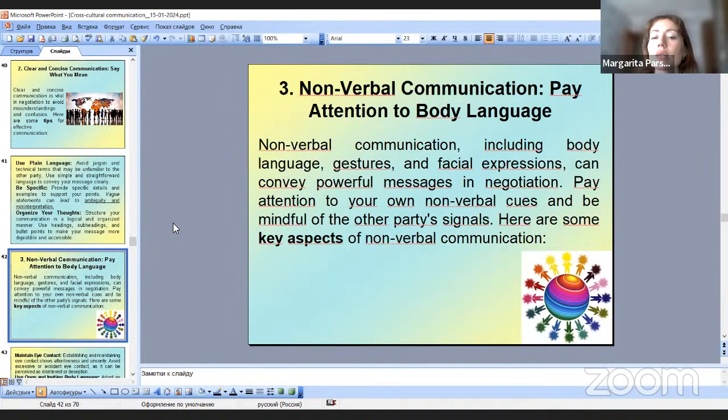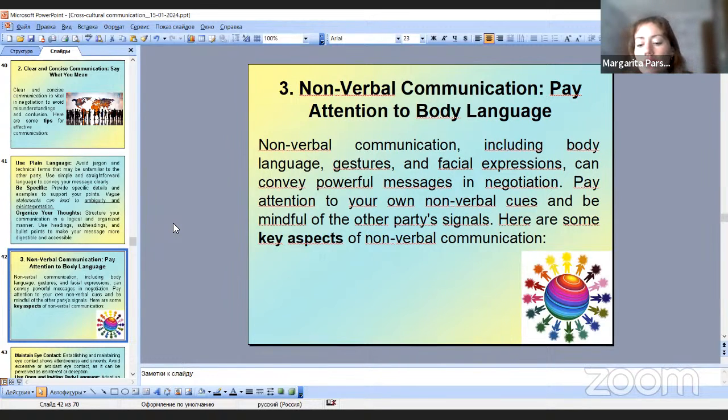What can we say about nonverbal communication? So, the body language. Body language, gestures, and facial expressions are also powerful messages in negotiation. So it's very necessary to pay attention to your own nonverbal cues, and also you must watch and be mindful of the other party's signals.